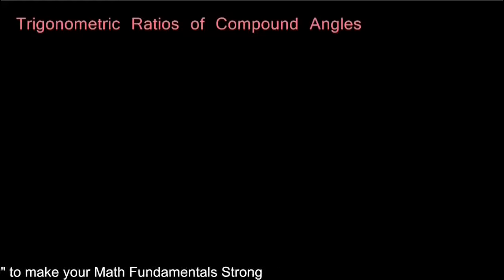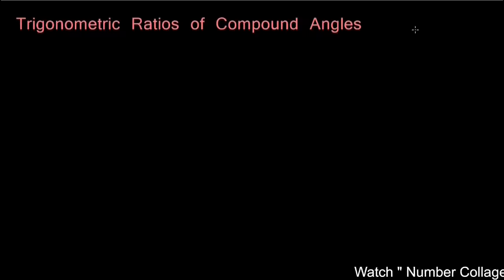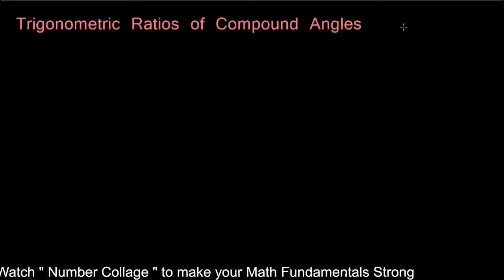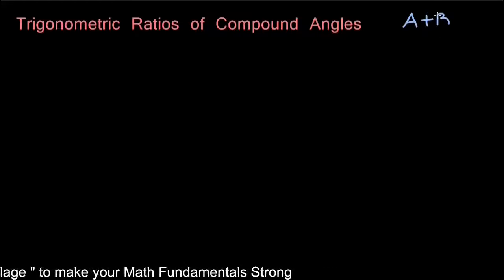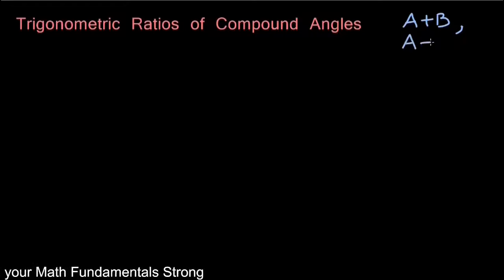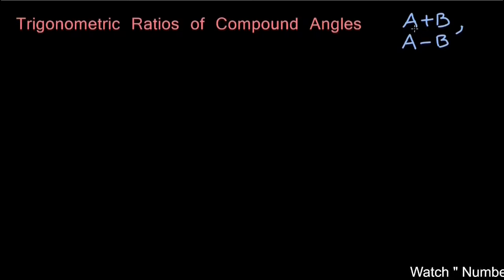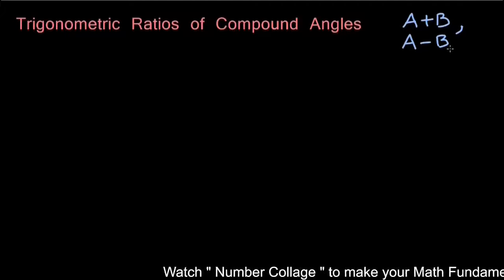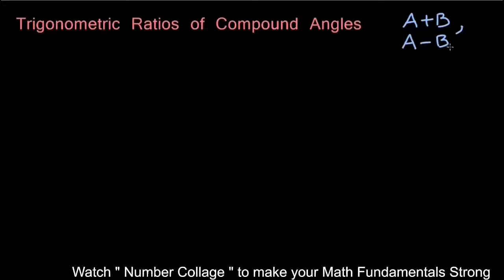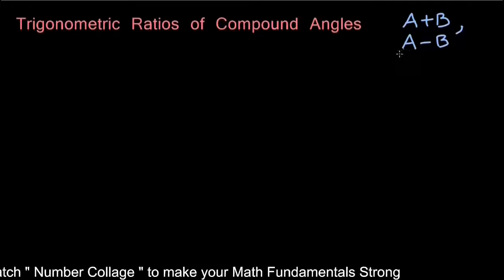Now we will understand trigonometric ratios of compound angles. Now what are compound angles? Compound angles are addition or subtraction of two different angles such as angles A plus B or angles A minus B. So we have to find the trigonometric ratios of these compound angles such as sine A plus B, sine A minus B, cos A plus B, cos A minus B, tan A plus B, tan A minus B, and so on and so forth. So let us see how we can find that.